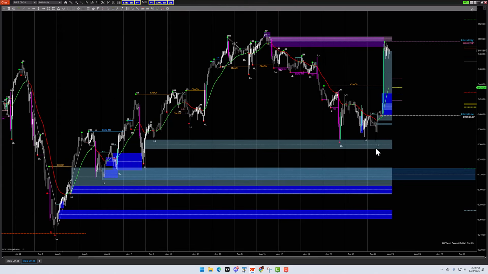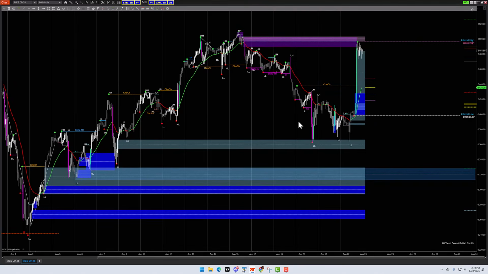Now, Friday, a news-driven launch like that, the market got what it wanted. So here's the retrace. Then what do we get here? We get a little micro change of character. Then we go into a series of fair value gaps and order blocks here.